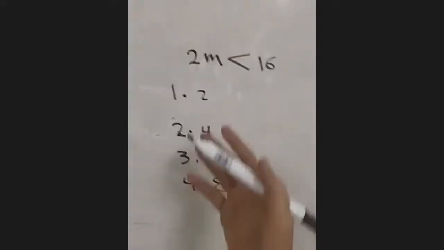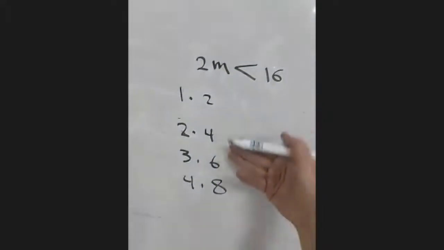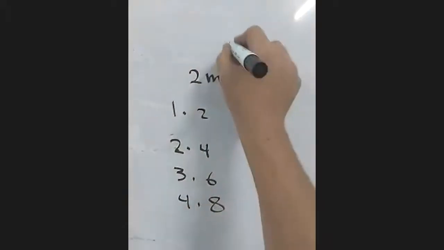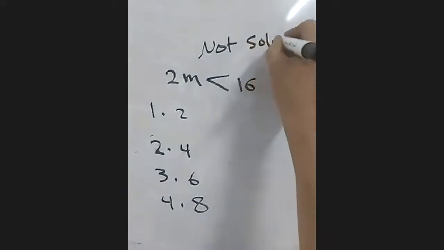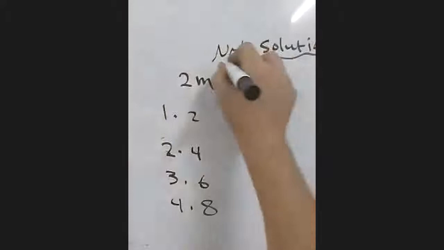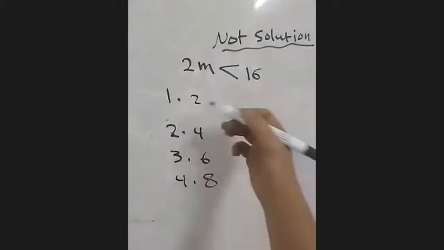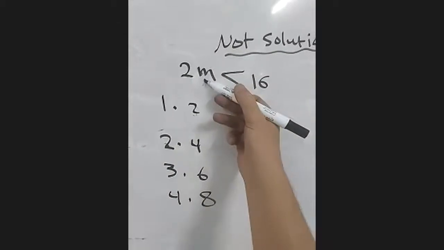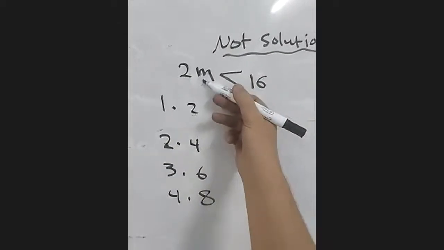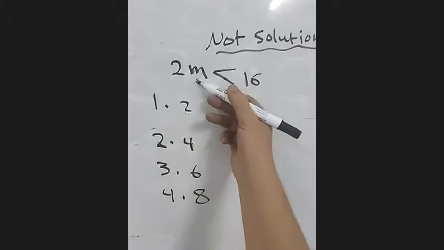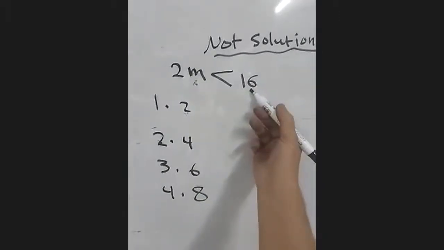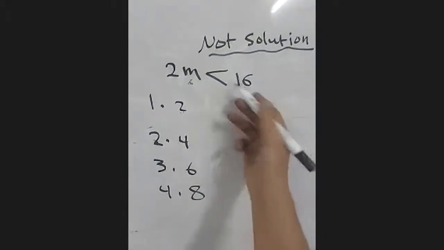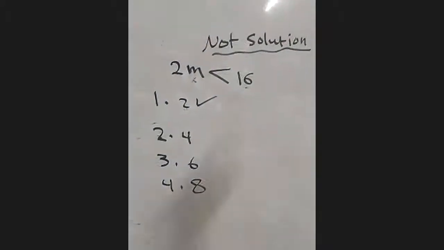I want a number from these numbers which is not a solution, right? Put 2 here. Try 2. 2 multiply 2, that's 4. Is 4 less than 16? Yes. So 2 is a solution. I don't want it. I want the not solution.